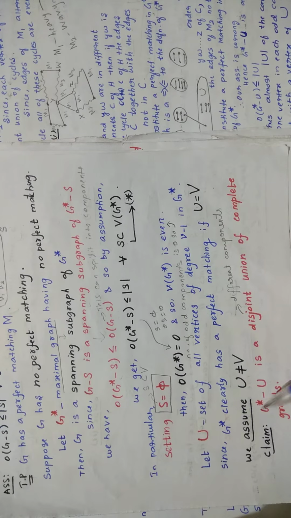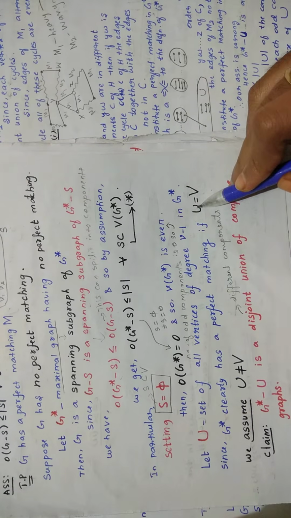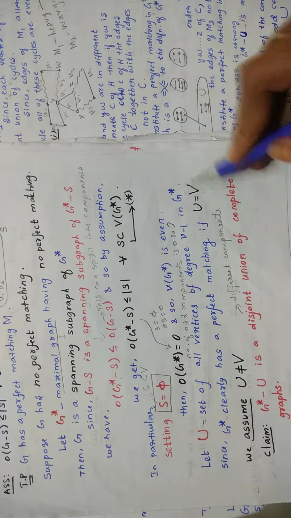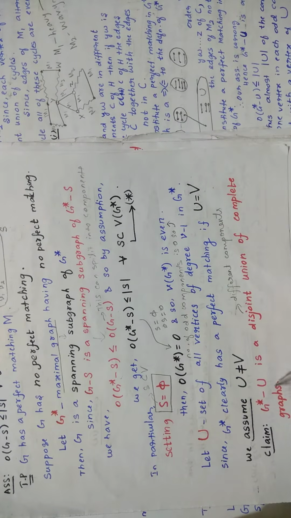And the next line, what you are doing is you are assuming U not equal to V. This U not equal to V means you have to claim G star minus U is the disjoint union of complete graphs. Oh my god, what a huge proof. I feel very tired. We assume U not equal to V.